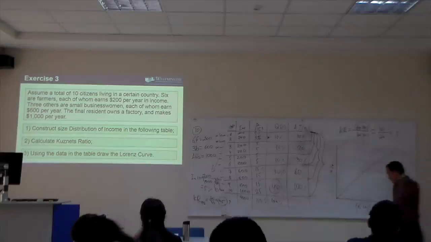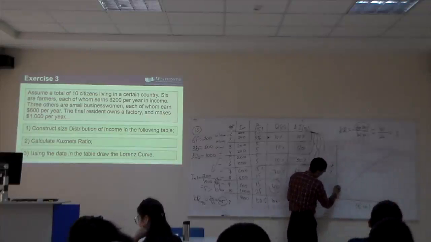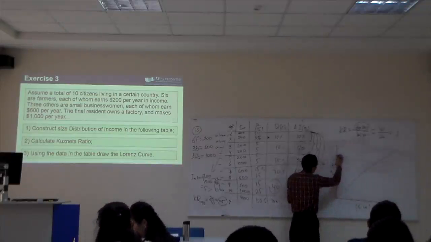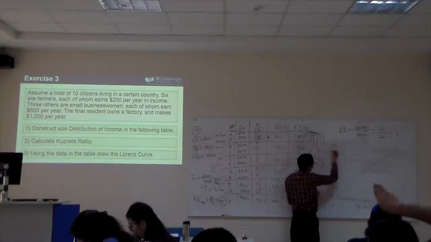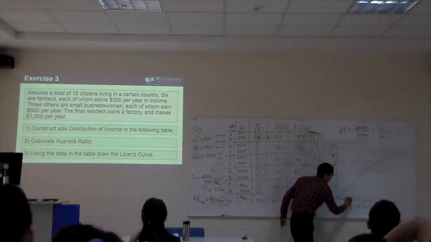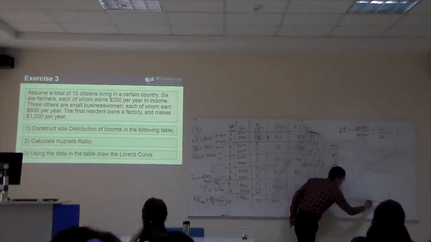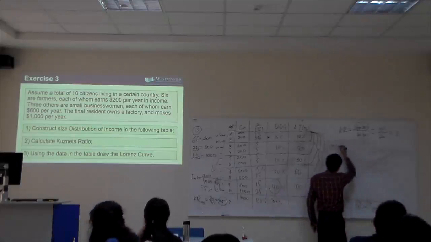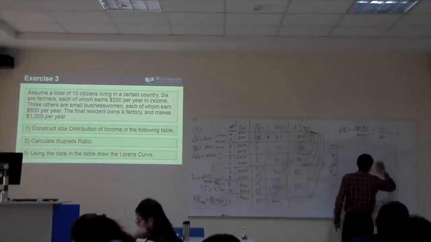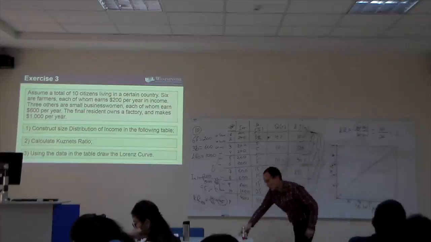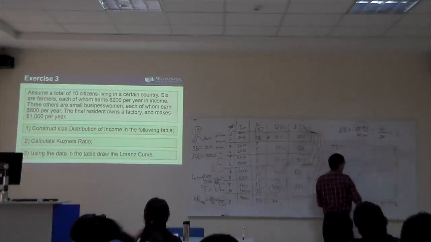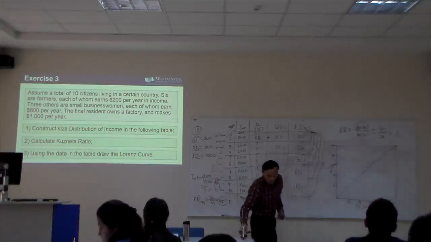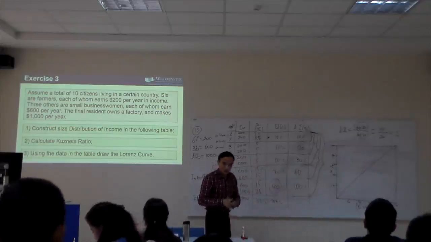Okay, good. So now let's divide it into 5 equal points. So 20%, 40%, 60%, 80%, 100%. And here again 20%, 40%, 60%, 80%, 100%. Good. So now we have to draw the Lorenz curve. How do we draw it?